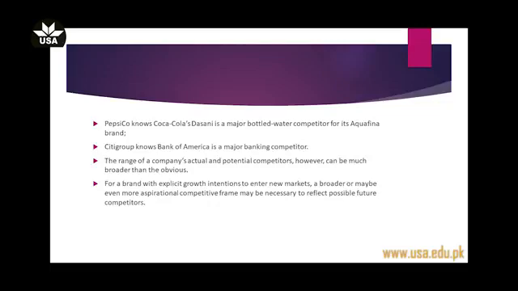The range of companies' actual and potential competitors, however, can be much broader than the obvious. Things that are obvious might not be the only ones. There's much more to see. For a brand with explicit growth intentions to enter new markets, a broader or maybe even more aspirational competitive frame may be necessary to reflect possible future competitors.